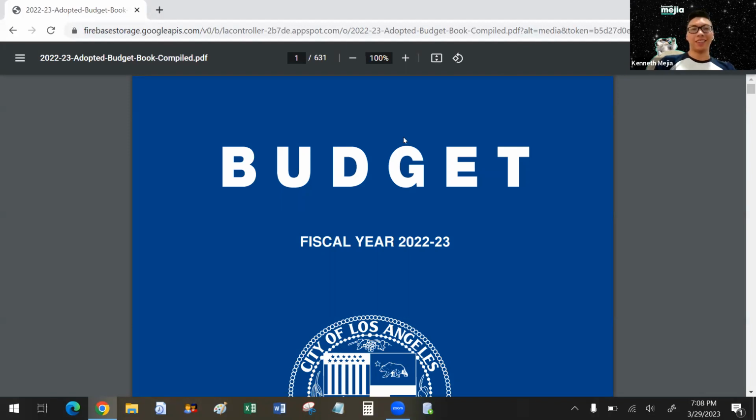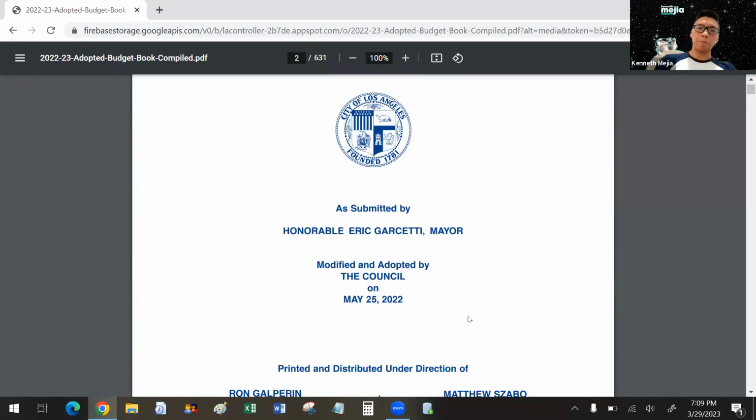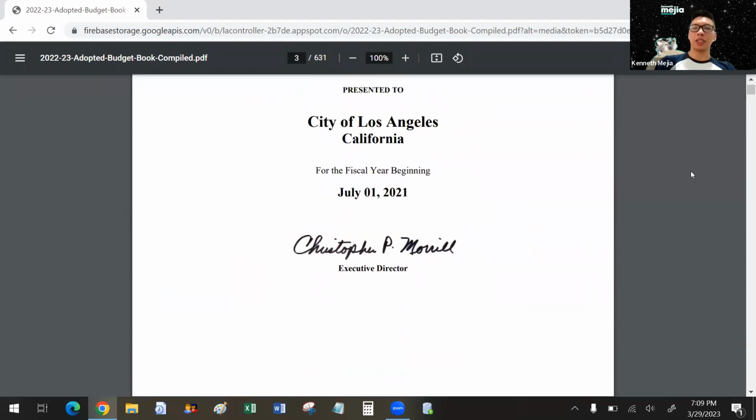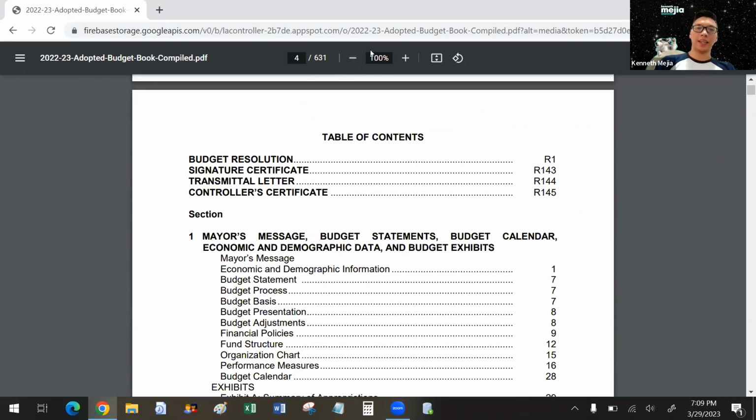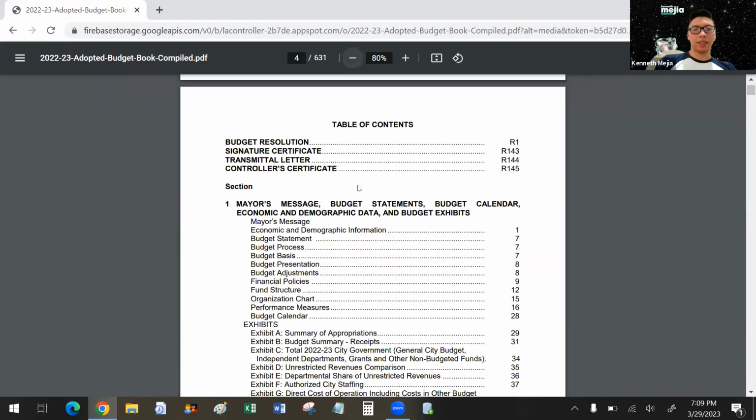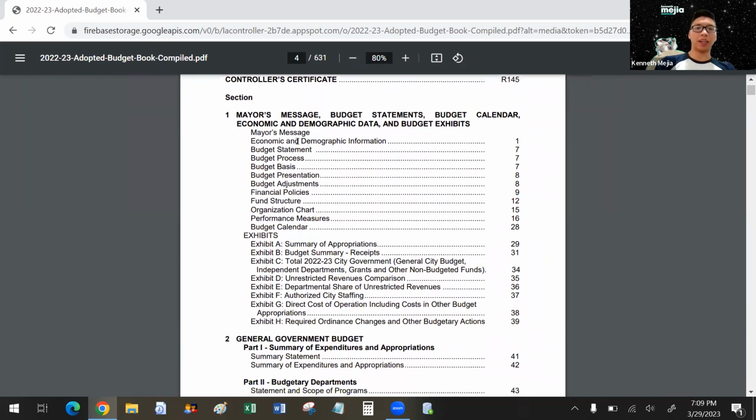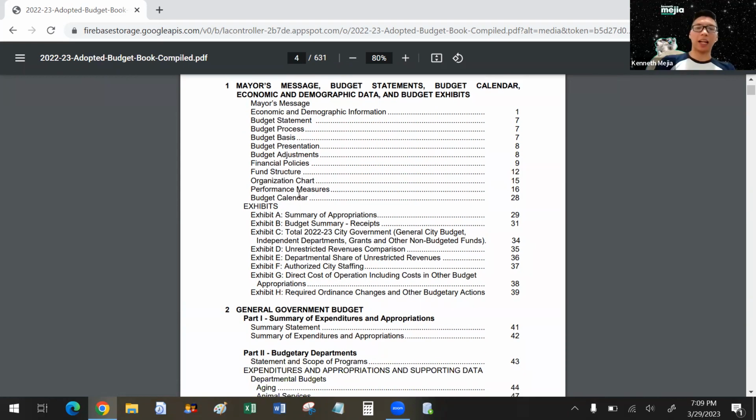It is a lot of pages, obviously, 631 pages for our entire city. The beginning of the city budget includes information, table of contents, the mayor's message, economic and demographic information, pretty much just information about the city of LA and how the process works, how it's presented, what are our financial policies, what are the performance measures or organization chart, and the budget calendar.